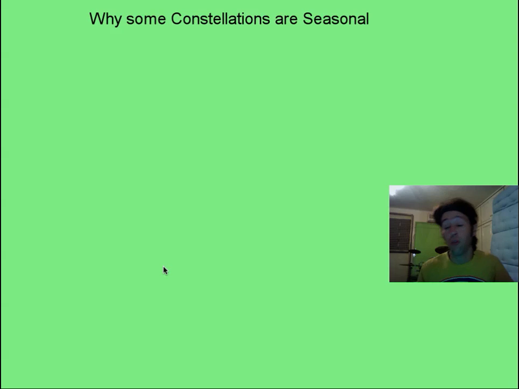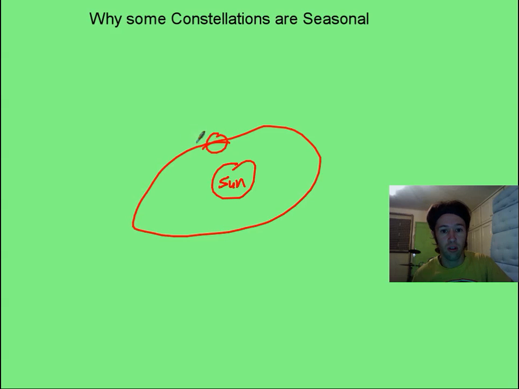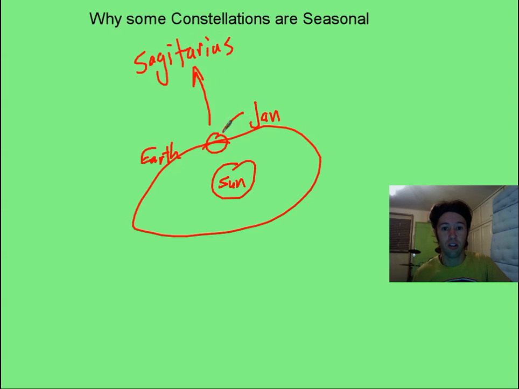Some constellations you'll only see during particular seasons of the year, especially those constellations that are along the ecliptic, like the zodiac constellations. And to understand this, I think we should draw a picture. So let's say that here's your sun, and then here's the Earth going around, and let's say it's maybe the month of January. If you look back this way during the day, you're going to see the sun. You don't see any stars. But if you look this way, you might see the constellation at night of Sagittarius during January.